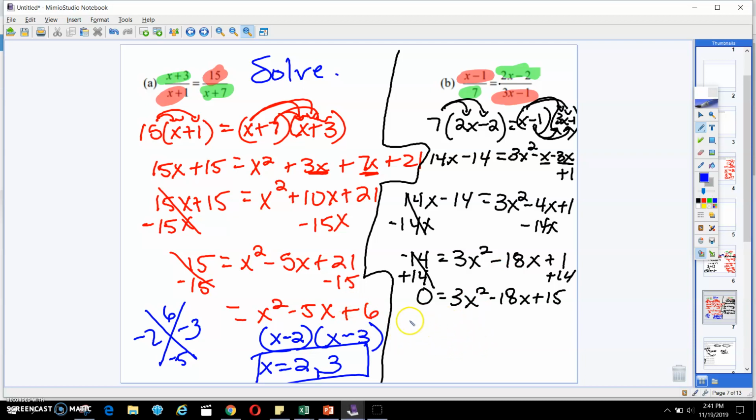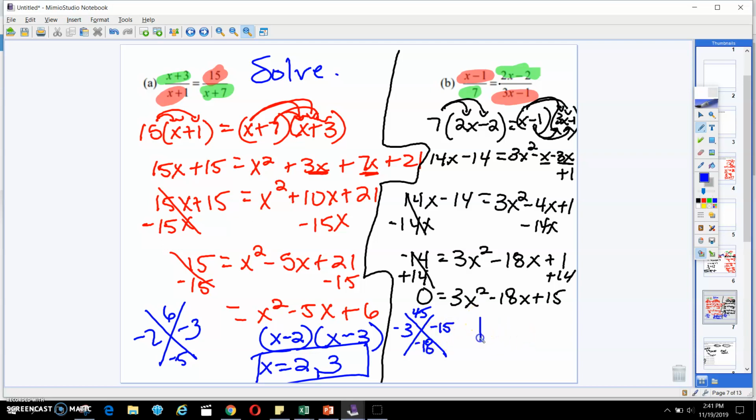So now we're going to factor. So a times c is going to give me 45. The b is going to be negative 18. So what two numbers will make that happen? Negative 3 and negative 15.